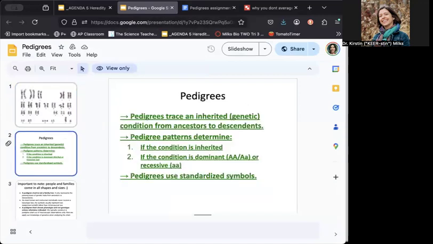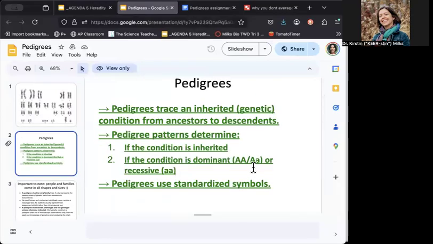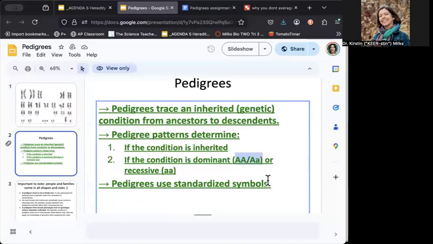You don't need to write this down, but pedigrees, what we're going to learn about and review today, trace an inherited genetic condition from ancestors to descendants. They determine if a condition is inherited, if a condition is dominant or recessive, and they use standardized symbols. And I want to help you remember that we know a condition is dominant if it's got either one of these genotypes, right? So like big A blank is a dominant genotype because it gives rise to a dominant phenotype, a dominant trait, a dominant physical characteristic.